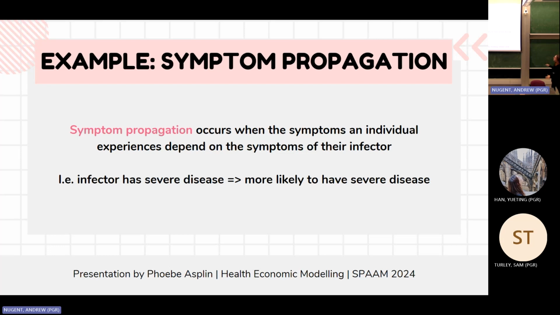So my PhD project is looking at symptom propagation. So this is when the symptoms an individual experiences depend on the symptoms of the person who infected them. So if you're infected by someone with really severe disease, you'd be more likely to have severe disease yourself.